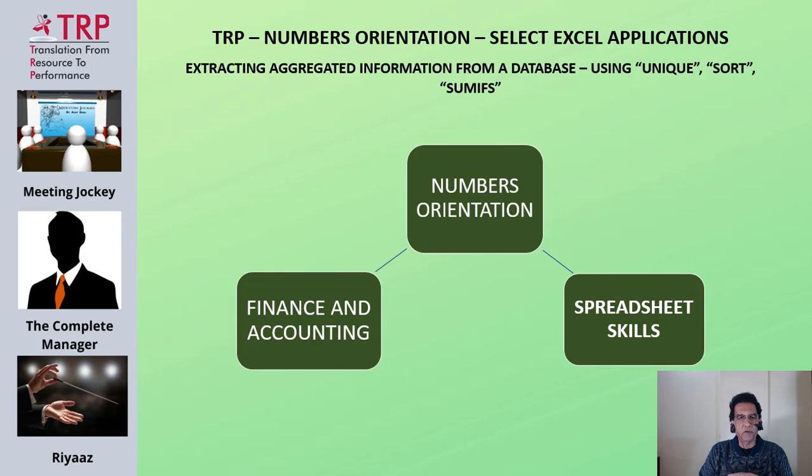I am Ajoy Basu. As you can see on the screen, proficiency at numbers orientation is a function of your understanding and ability to apply financial and accounting concepts, and equally important, your mastery over spreadsheet skills. When you are adept at instantaneously choosing and deploying the right Excel tool to compute or extract information very quickly, it has a magical and catalyzing effect on your performance.